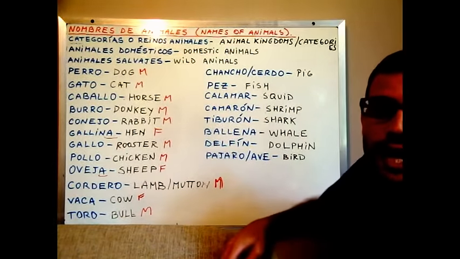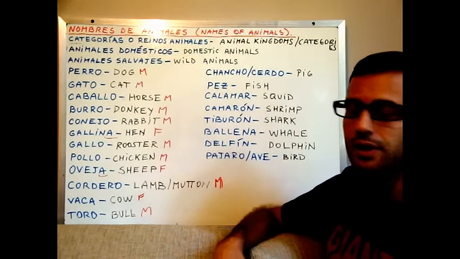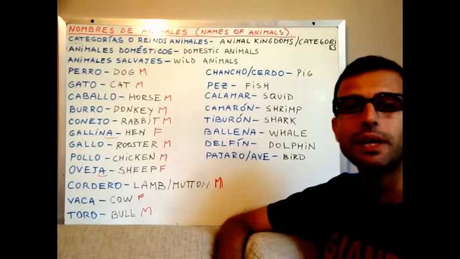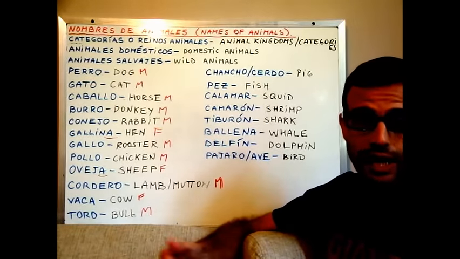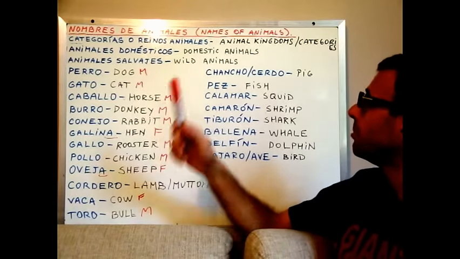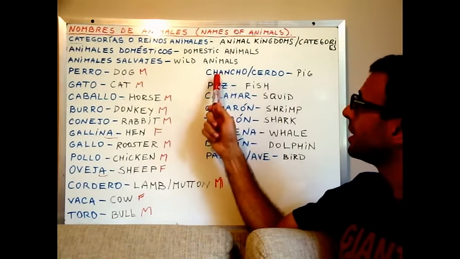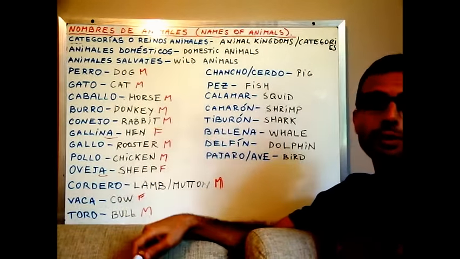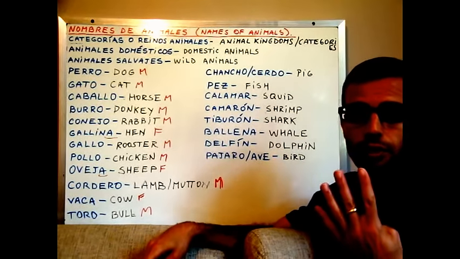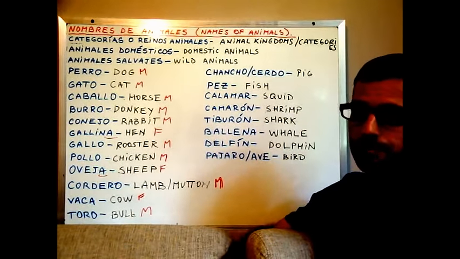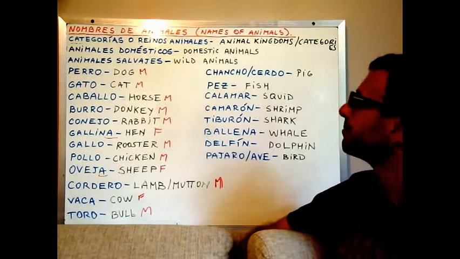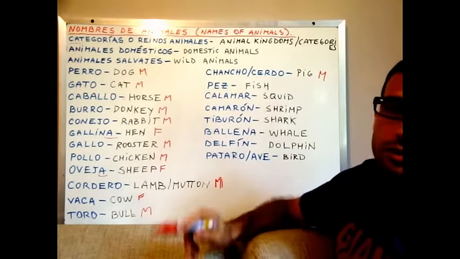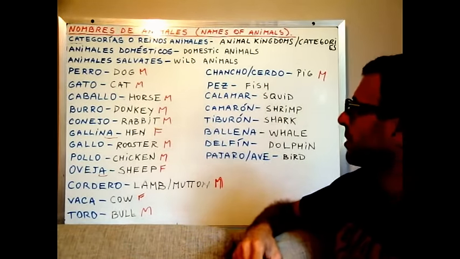For pig, we have also a masculine word. It is el chancho or el cerdo. Actually, pig is the animal that has more synonyms, because pig can be chancho, cerdo, cochino, puerco, okay? So I know these 4 words that mean pig. They are all masculine. So chancho, cerdo are just 2 words for pig.